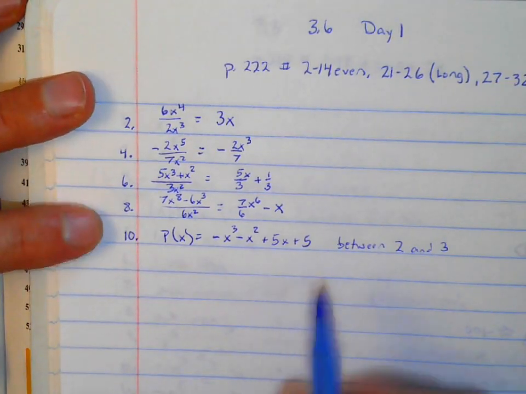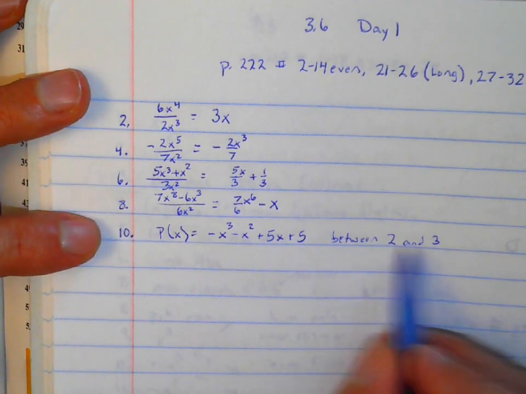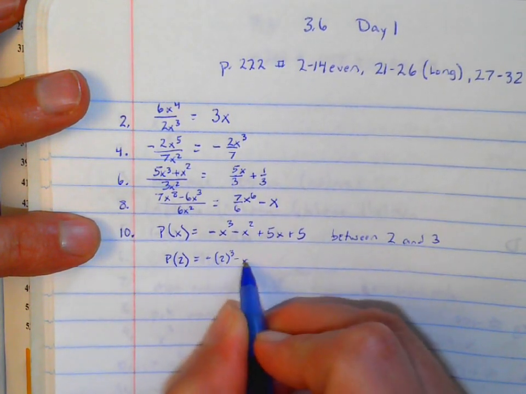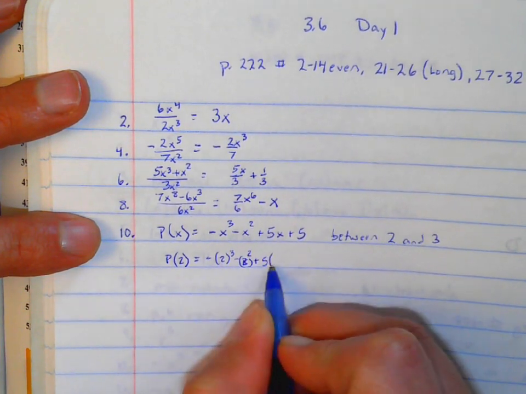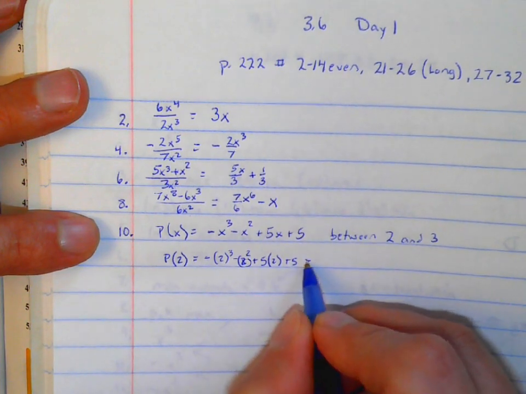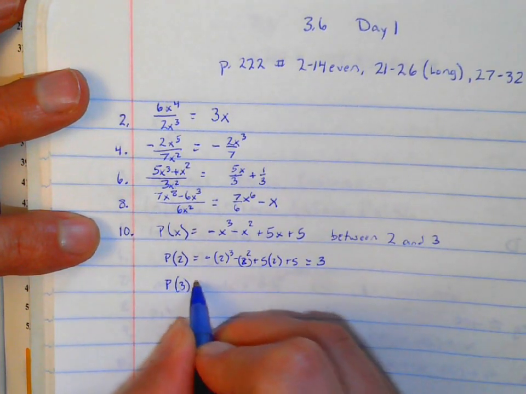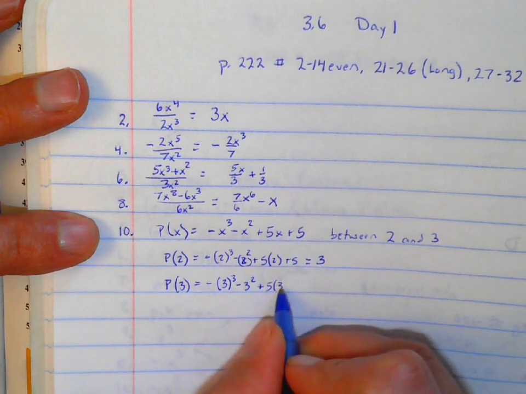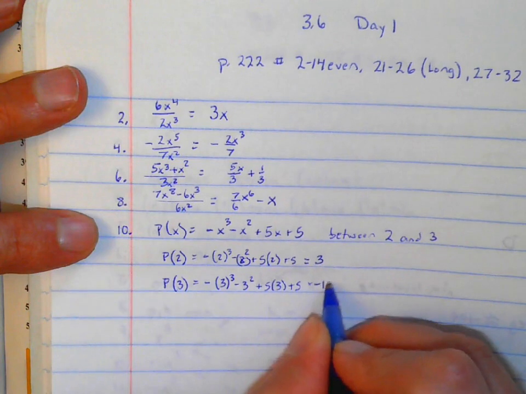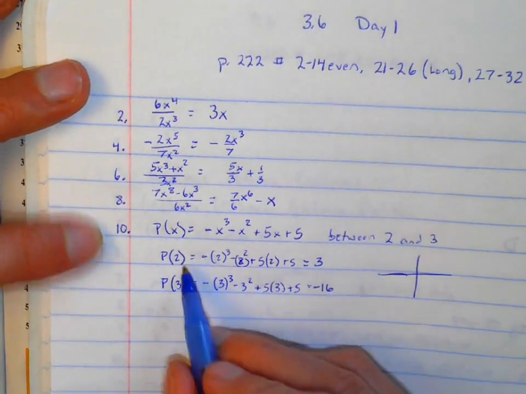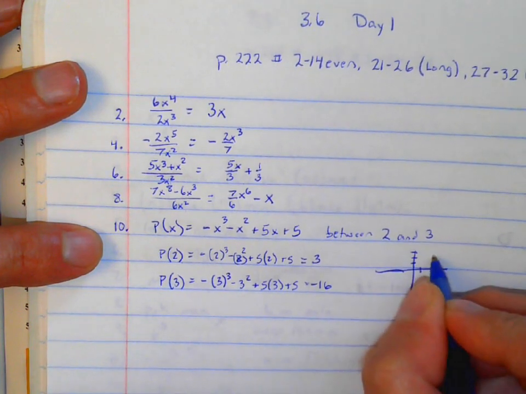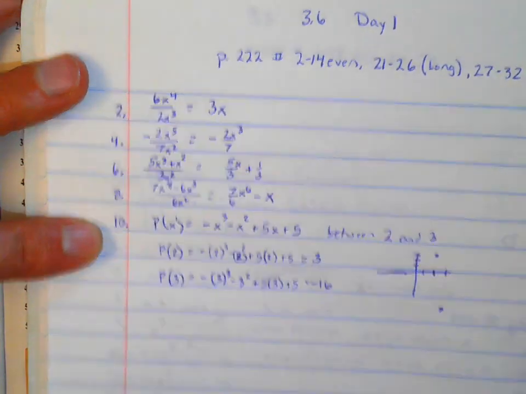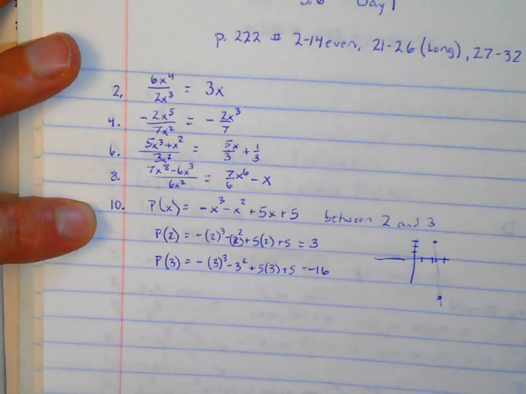With number 10, we want to show that there is a 0 between 2 and 3. So we're going to find p of 2. Okay, so when we plug in a 2 here, p of 2 equals 3. And if I plug in a 3, I'll show all the work on this first one. I plug that in, I get negative 16. So this kind of shows us that on our graph, at 2, 3 would be a point, and also 3, negative 16 would also be a point. So I know that there has to be a 0 somewhere between those 2 points. That kind of shows that.